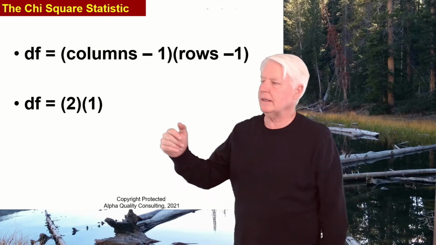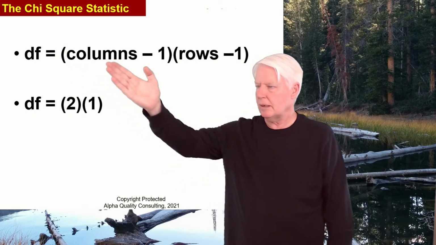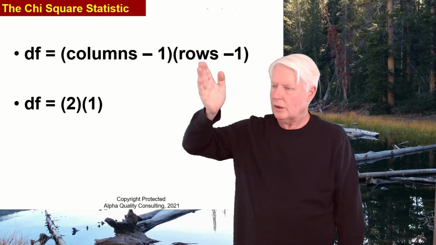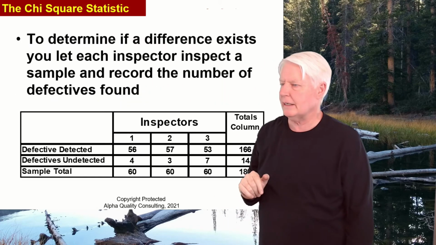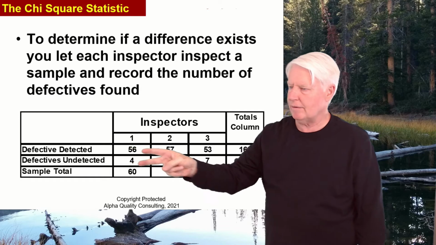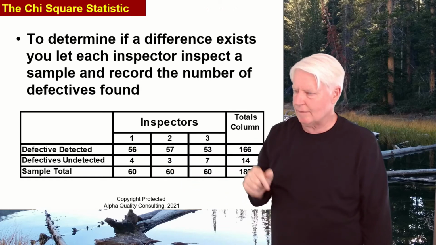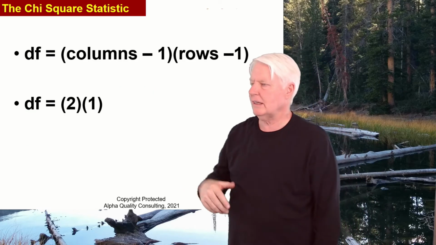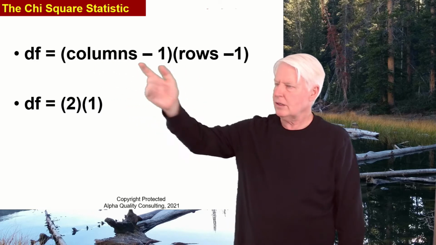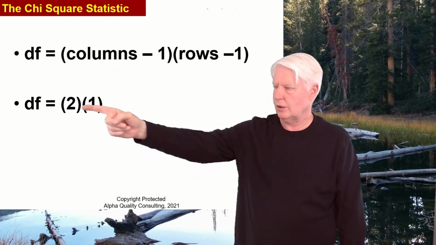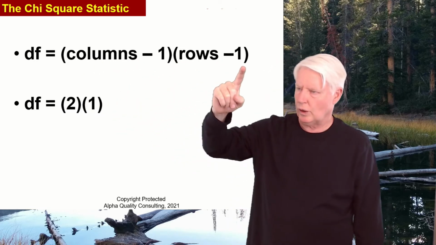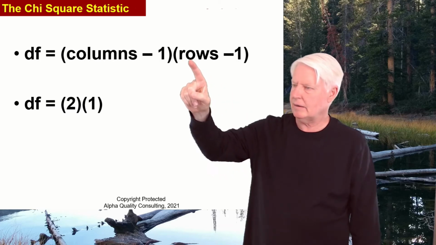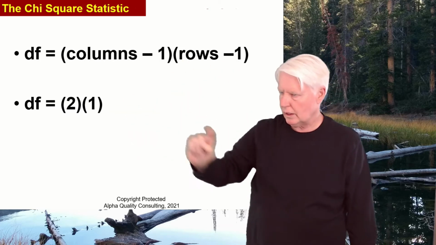So remember, this is the degrees of freedom, by the way. Number of columns minus 1, rows minus 1. And just a reminder, how many rows do we have? 2. How many columns do we have? 3. Okay, with that being said, let's go back here. Columns, 3 minus 1 is 2. Rows minus 1. We had 2 rows, so 2 minus 1 is 1.